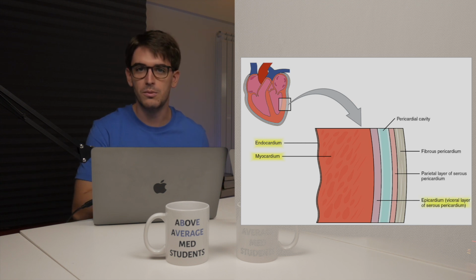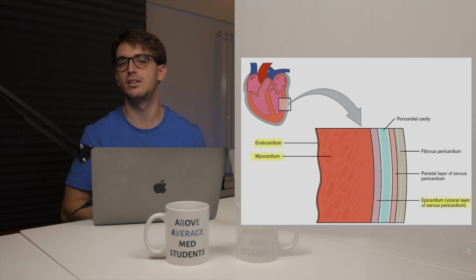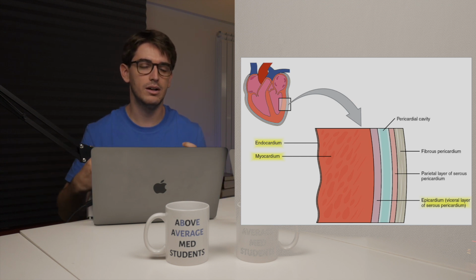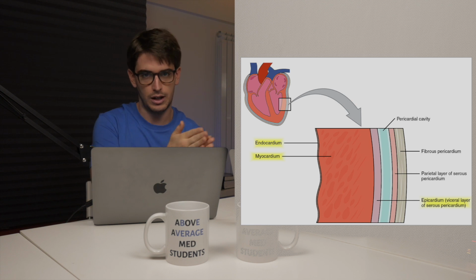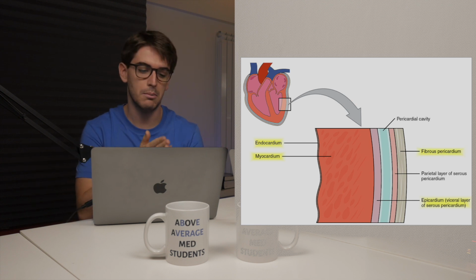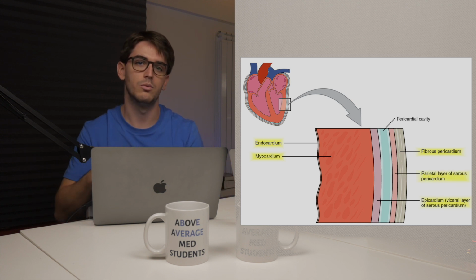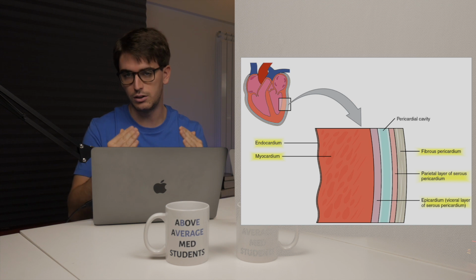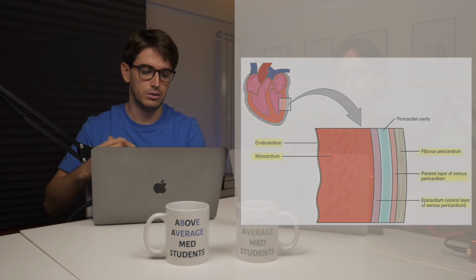What was the epicardium? It was the visceral layer of the serous pericardium. What is the pericardium? It's the double membrane that covers and protects the heart. And what are the layers of the pericardium? We have the serous inner layer and the fibrous outer layer. The serous inner layer is itself made of a visceral layer and a parietal layer, with the visceral being inner and corresponding to the epicardium, and the parietal being outer.